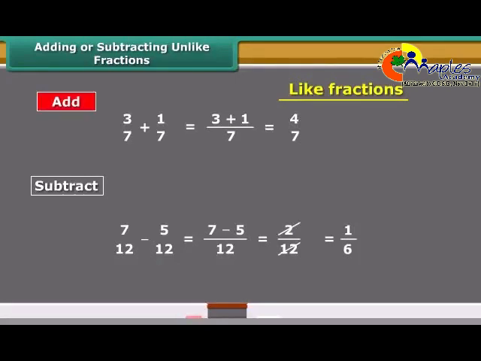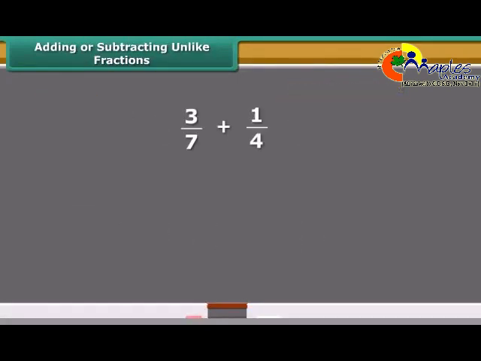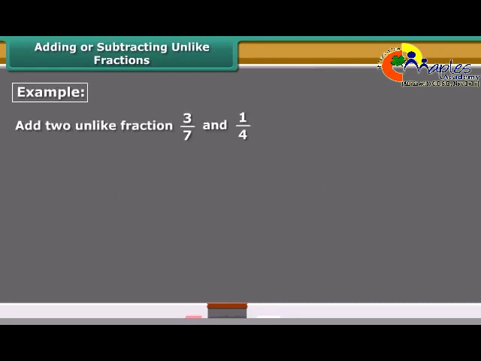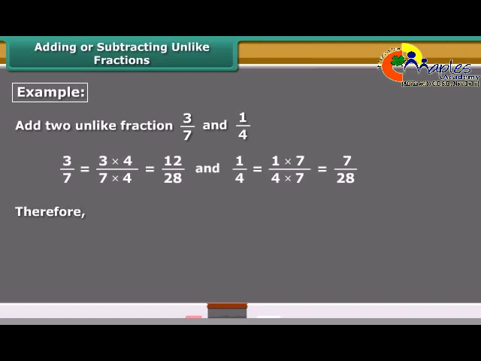We have learned to add and subtract the like fractions. It is also not very difficult to add unlike fractions that do not have the same denominator. When we have to add or subtract these fractions, we first find equivalent fractions with the same denominator and then proceed. For example, 3 upon 7 and 1 upon 4 are two unlike fractions. In order to add them, first we find their equivalent fractions with the same denominator. These are 12 upon 28 and 7 upon 28.